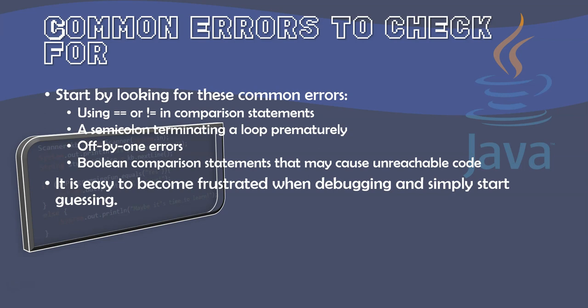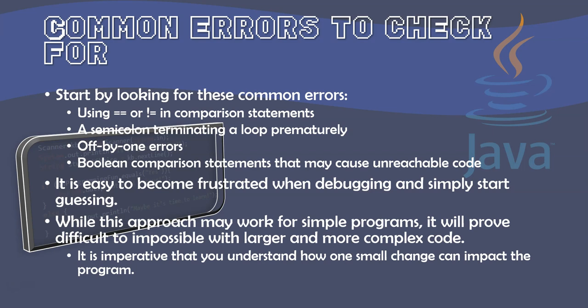It's very easy, of course, to become frustrated when you're debugging and simply start guessing. Okay, what if I do this? What if I do that? Granted, if you start guessing, you can always undo. But just be careful, because if you do too much, you could end up creating a bigger problem than what you set out to solve.